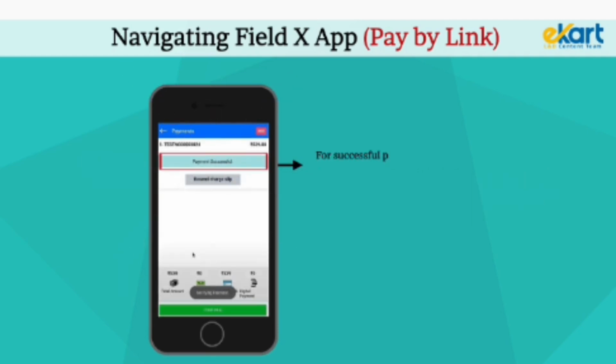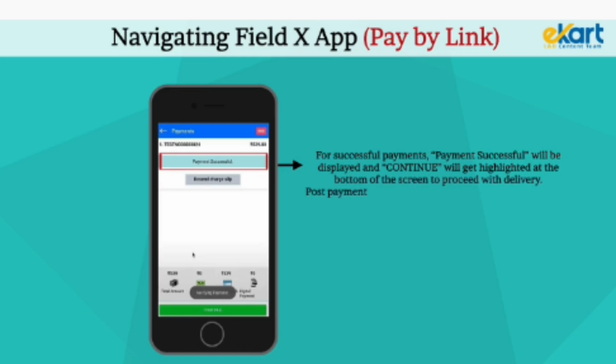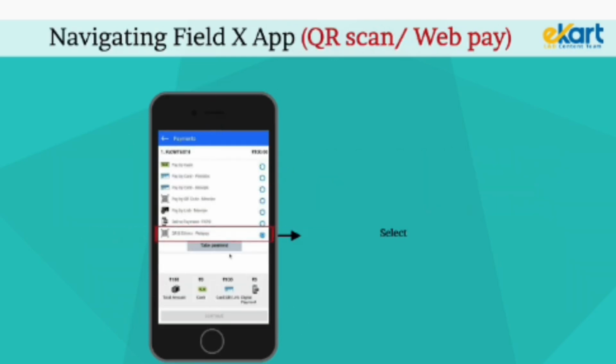For successful payments, payment successful will be displayed and continue will get highlighted at the bottom of the screen to proceed with the delivery. After the successful payment, the Wishmaster can trigger the payment details to the customer by clicking on Resend Charge Slip. Next, click on QR and Others Web Pay and then click on Take Payment. Once you do that, a timer will start with 190 seconds.